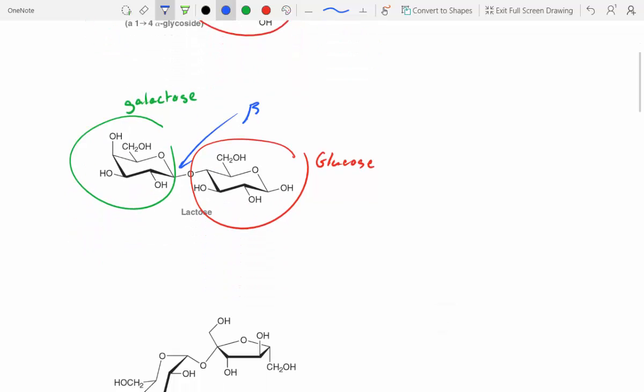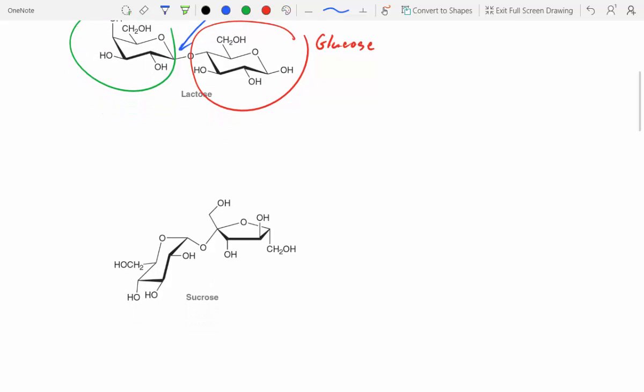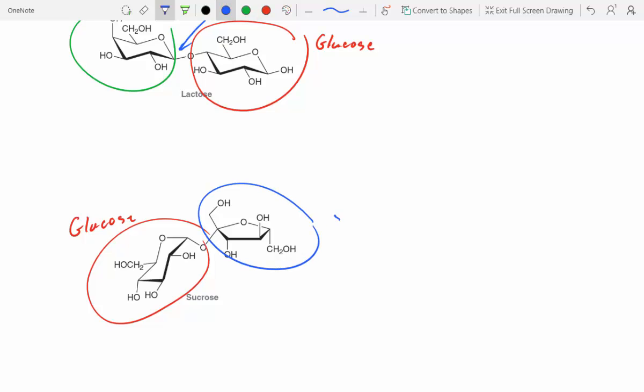If we go down one more, we've got another disaccharide. This is sucrose. This has glucose here. And then on the other end, what we have is fructose. Oftentimes people think that glucose is our standard table sugar. It's not. Glucose is one of our main biological sources of energy, but table sugar is actually a disaccharide. It's a combination of glucose and fructose. So it's very, very common.